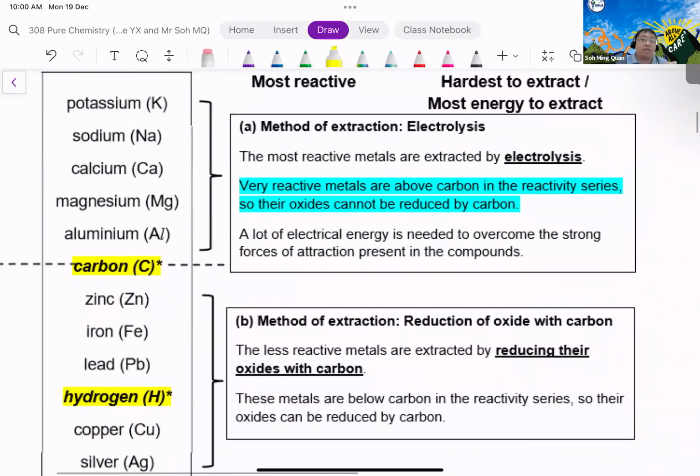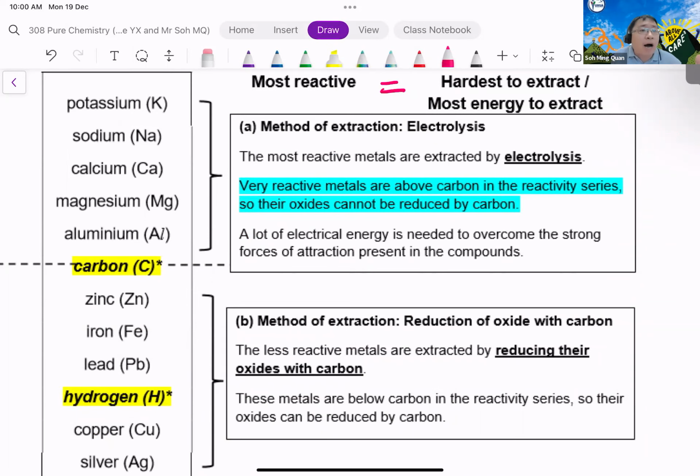So I've shown you the reactivity series here from potassium, most reactive at the top. Now, when we say that something is the most reactive, it means that it is also the hardest to extract. It will require the most energy to extract potassium from its compound. Now, why is that the case? That is the case because potassium is so reactive.